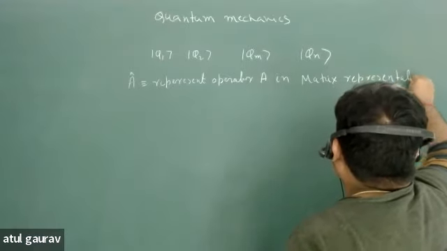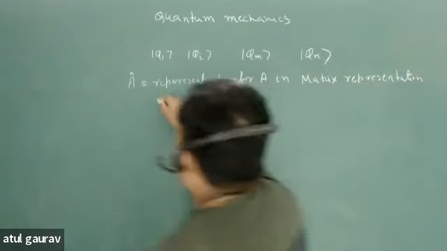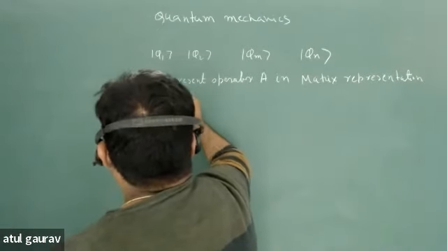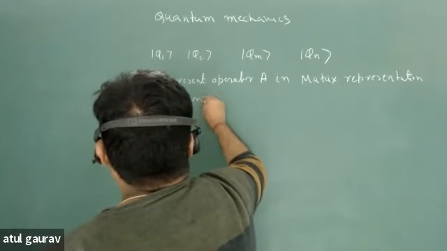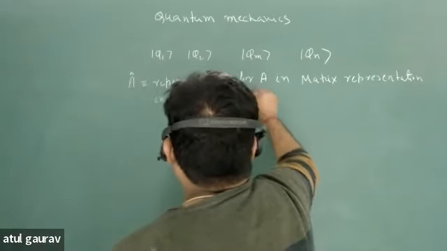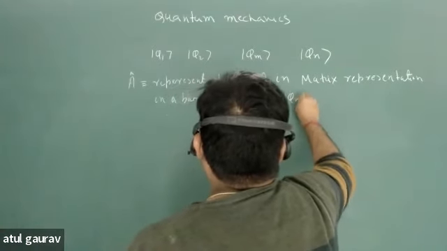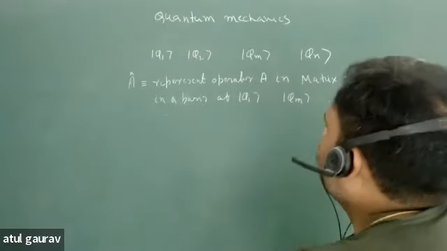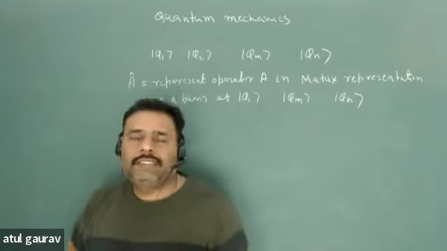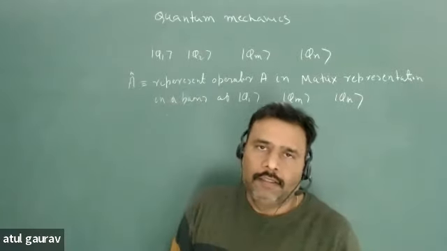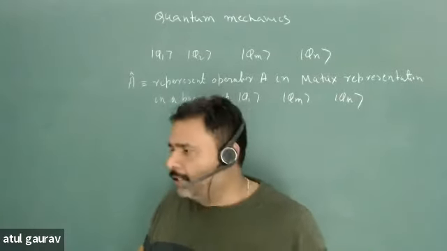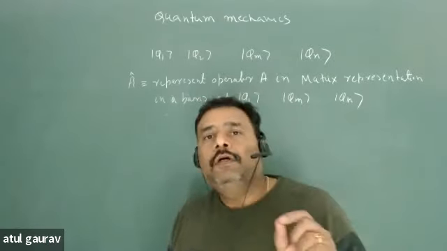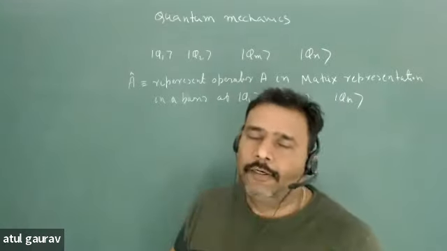In matrix representation, in a basis of phi 1 up to phi m up to phi n. So in a basis of phi 1, phi m, A will be represented as, what will be the dimension of A? A will always be a square matrix, N cross N dimension. So you have to calculate each and every element. Are you getting my point?